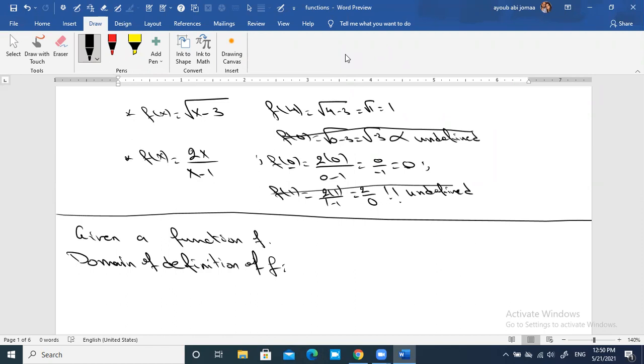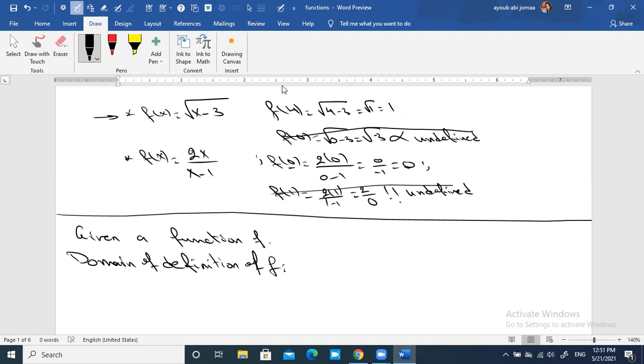Let's take these two examples. If you consider f of x equal radical x minus 3, is 4 in the domain of definition of the function? Yes, because f of 4 is defined. What about 0, is it in the domain? No, because f of 0 is not defined.